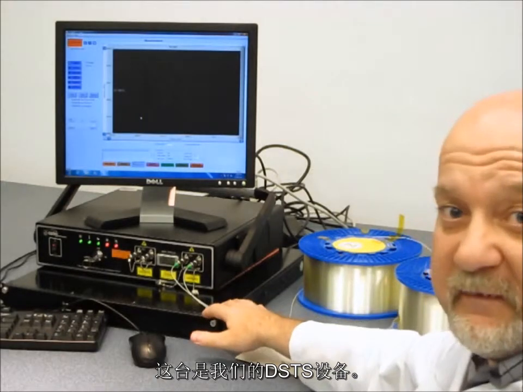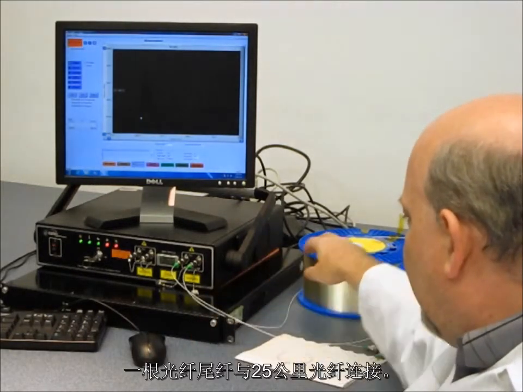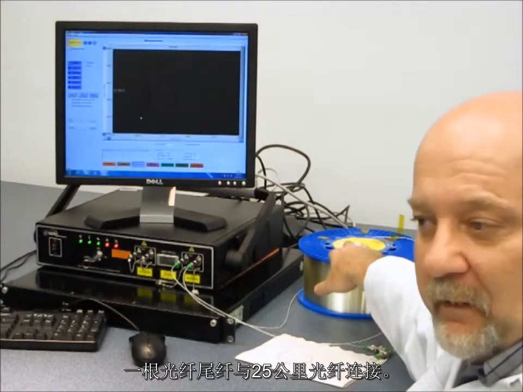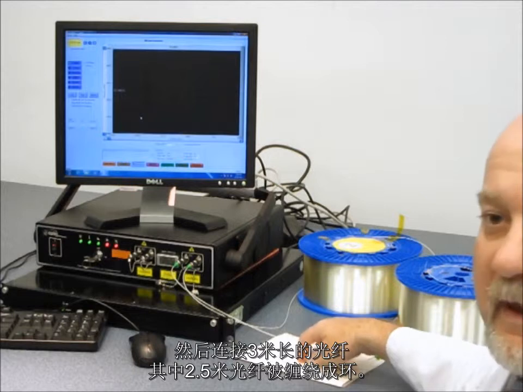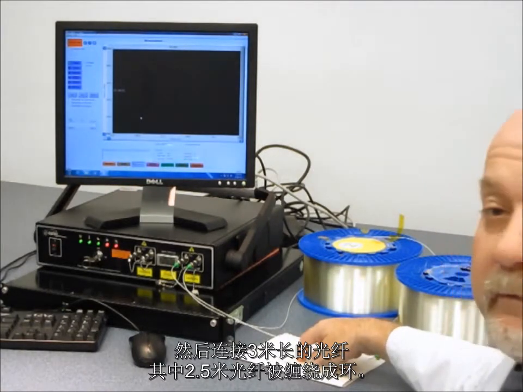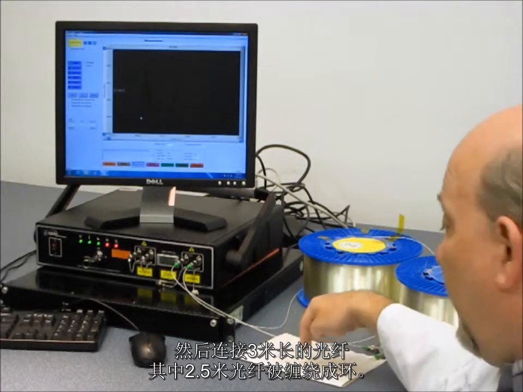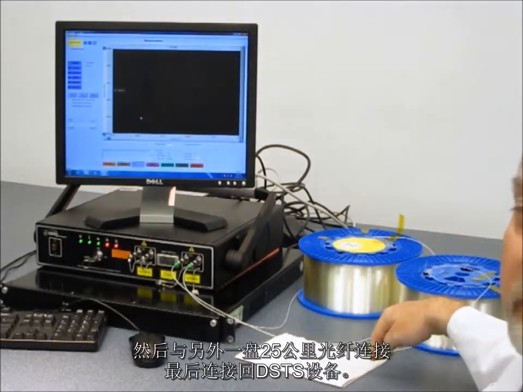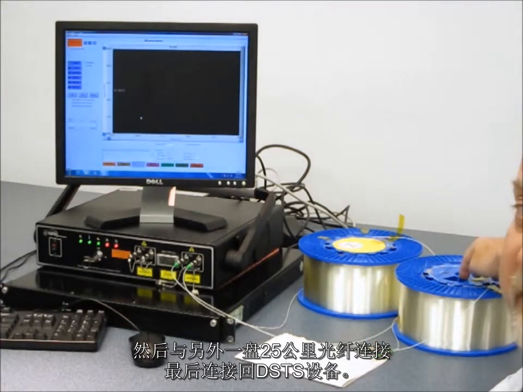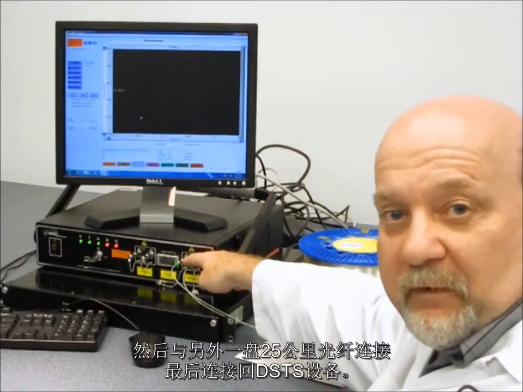We have our DSTS unit here. One fiber is connected to a 25 kilometer long reel. From there we have a 3 meter length of fiber where 2.5 meters are coiled into a small coil, and that leads to a second 25 kilometer reel which goes back to the Brillouin sensor.